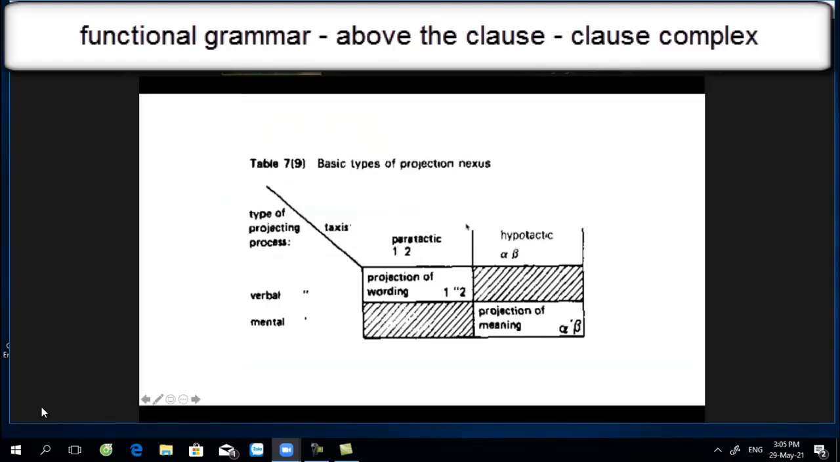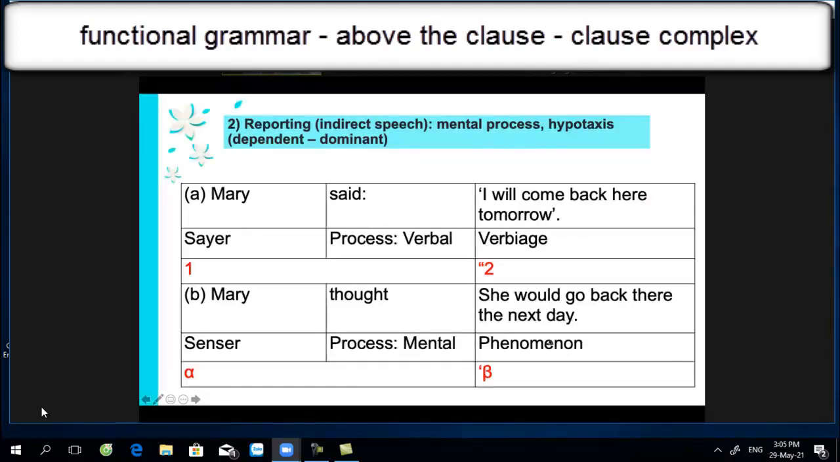Okay, so in total, we have paratactic 1 and 2, for parataxis we use 1, 2 to express it. Verbal, we have double quotation mark. For hypotactic, we have alpha and beta, for dependency we use alpha and beta to express it. And for the mental part, we only use one quotation mark. Yeah, like this. Okay. Let's come to the next one.